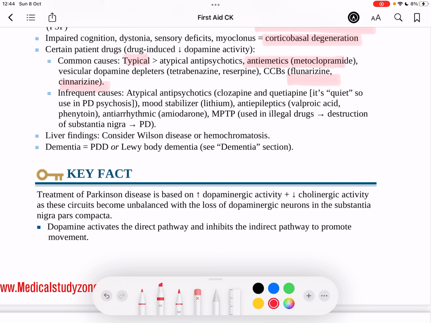If you notice a lot of the medications here, they are dopamine antagonists, right? The typical antipsychotics, very heavily dopamine antagonists. The antiemetics such as metoclopramide, these are dopamine antagonists. So you can see, if I'm antagonizing dopamine, this is going to prevent dopamine from working in the basal ganglia, and that can cause Parkinson-like symptoms. I think you should all be fairly familiar with that concept.